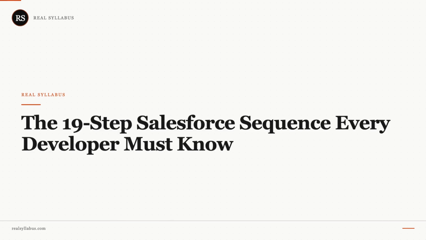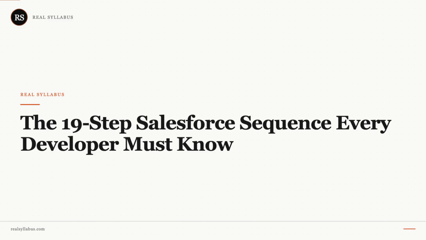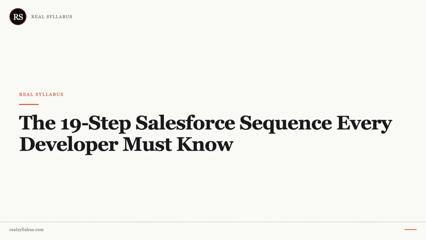Salesforce's order of execution is a 19-step sequence that runs every time a record is saved. Insert, update, upsert, merge, delete, undelete, all of it. Most developers learn triggers without learning this sequence, and that's where the hard-to-debug production bugs come from. Not wrong logic, wrong assumptions about timing.